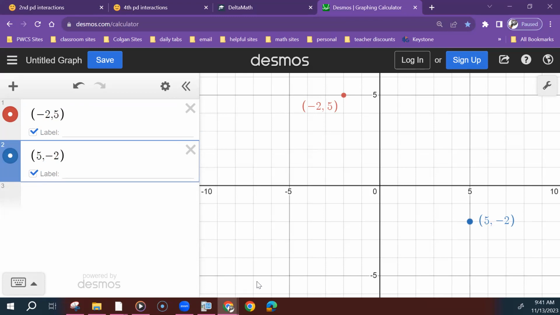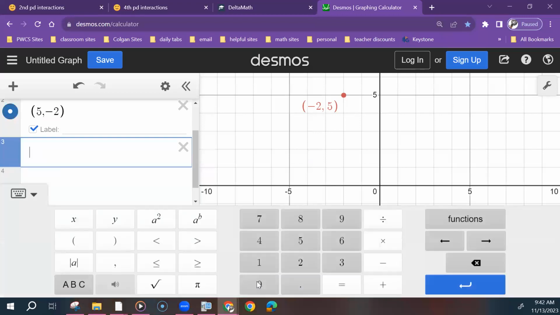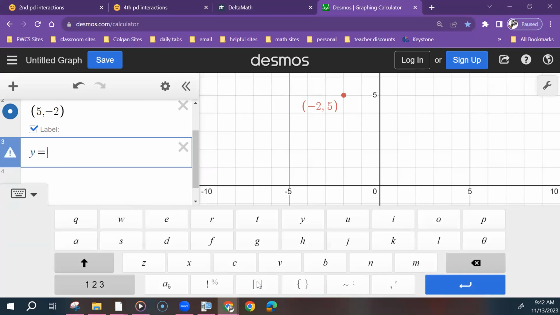So if you were given 2 points, you could use your graph to count. I'm going down 7, to the right 7, so my slope needs to be -1. So it's very easy. We talked about that before. But what we're about to do, you need to be able to know what your slope is in order to do this part. So then we're going to type in the variable y equals mx plus b.